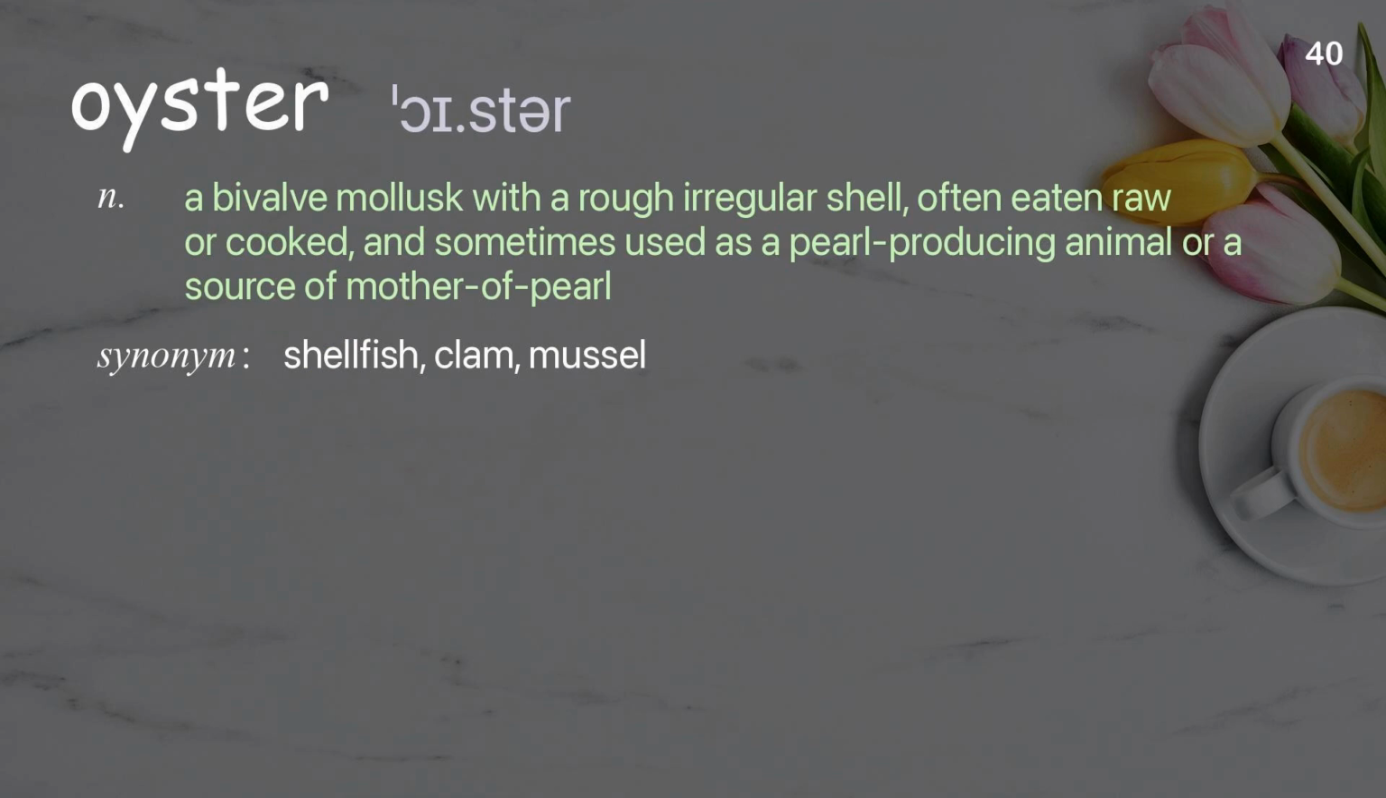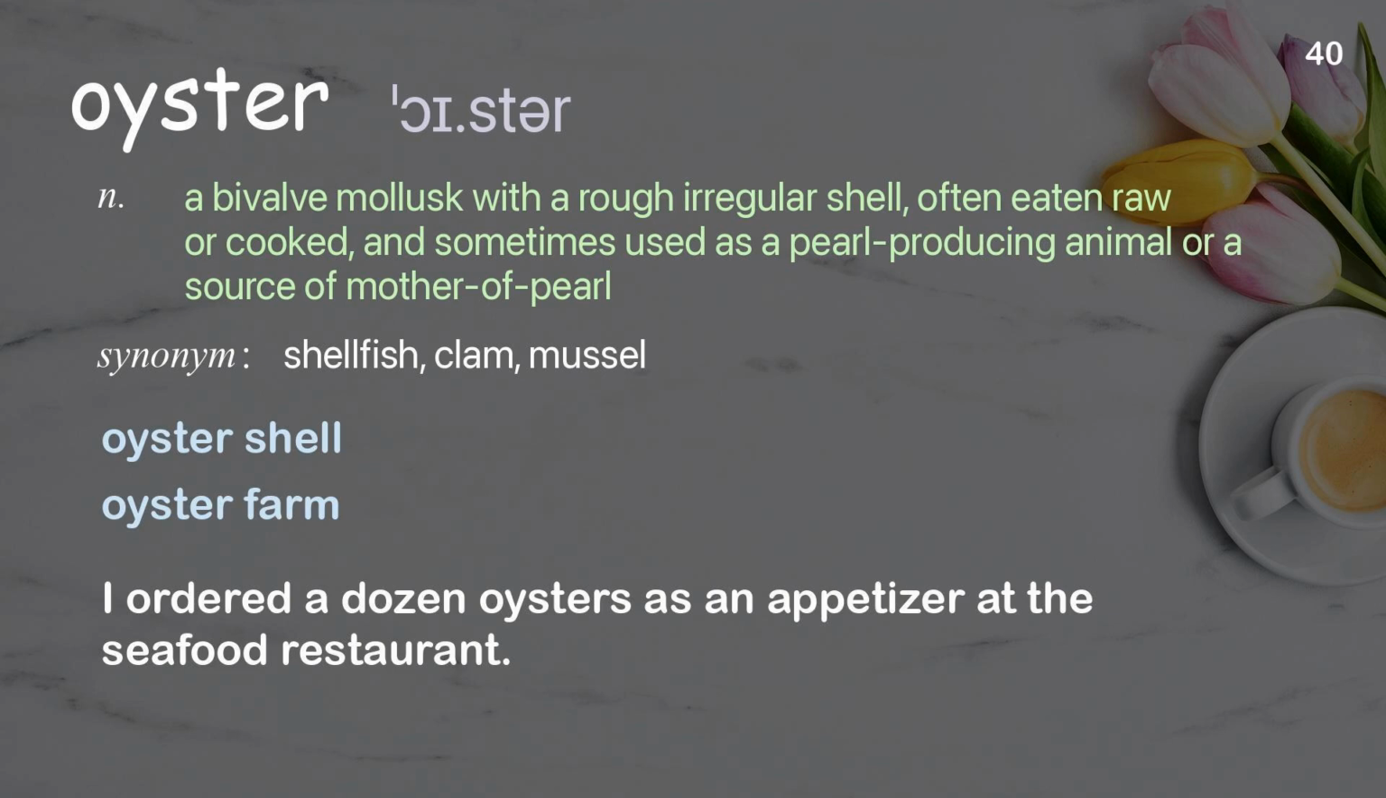Oyster. A bivalve mollusk with a rough irregular shell, often eaten raw or cooked, and sometimes used as a pearl-producing animal or a source of mother-of-pearl. Examples: Oyster shell, oyster farm. I ordered a dozen oysters as an appetizer at the seafood restaurant.